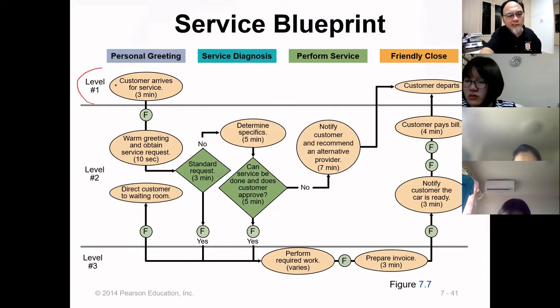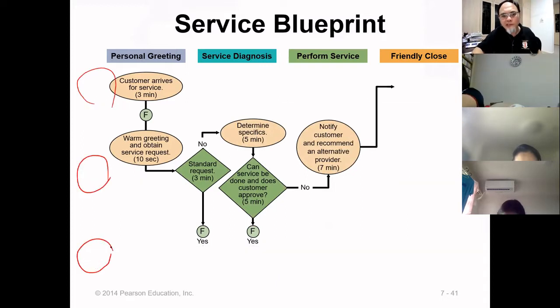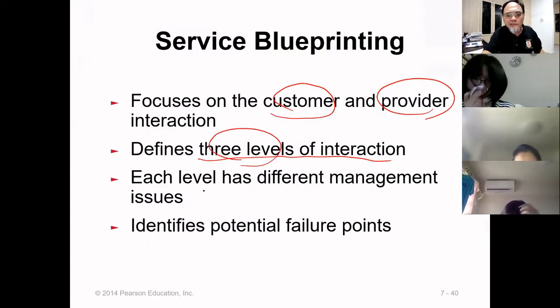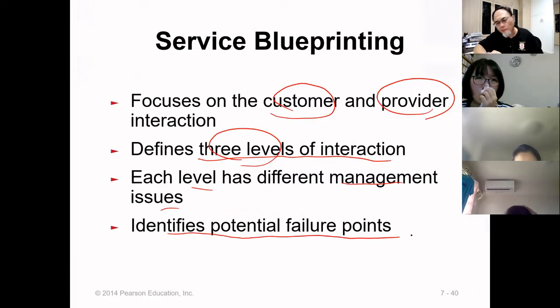We're talking about these three levels after this, okay? Let me just finish this first. So three levels. Each level has different management issues, or different things that you need to take care of, things that you need to identify. So it says identify potential failure points between customer and service provider. For example, in a hotel, you go to the hotel. But today there's a lot of automation in hotels. So interaction is getting lesser because of COVID.